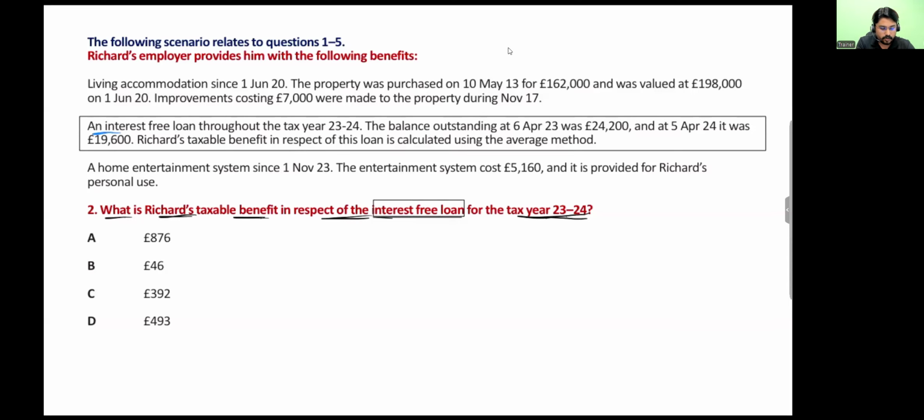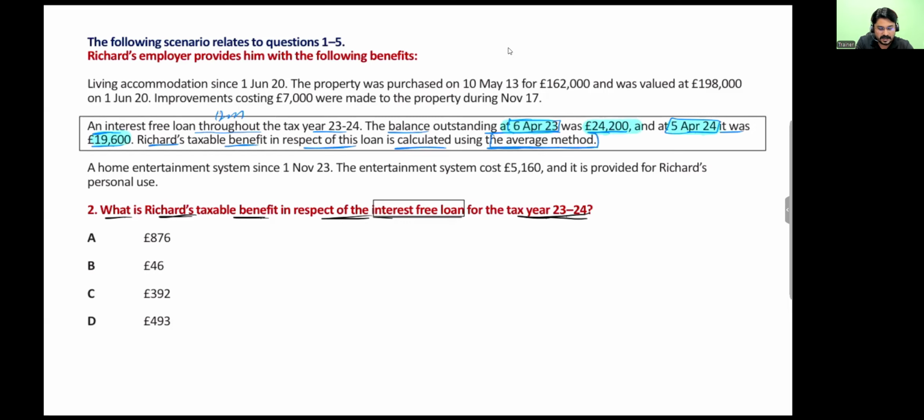An interest-free loan throughout the tax year, throughout means for complete 12 months of the tax year, the balance outstanding at the start of the fiscal year was 24,200, and at fiscal year end date, it was 19,600. So basically, that's the opening loan liability, and that's the closing loan liability of 19,600. Richard taxable benefit in respect of this loan is calculated using the average method.